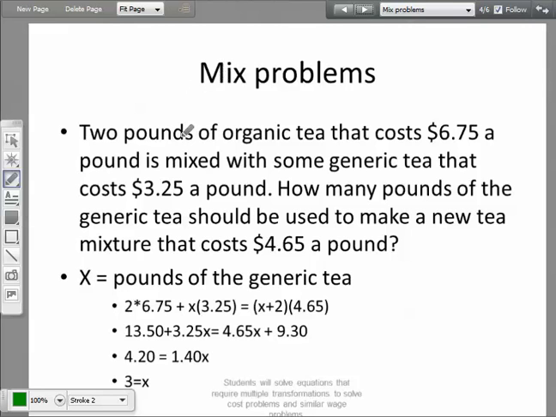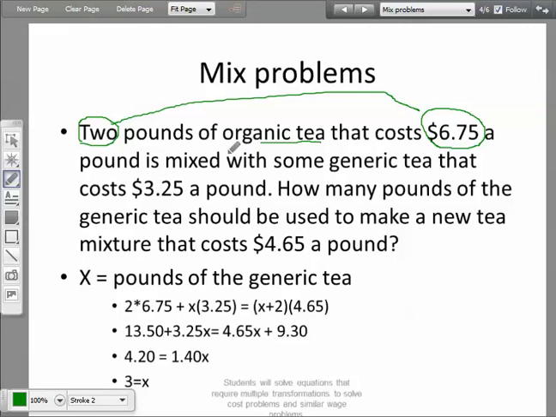So in this particular situation, you have 2 pounds of organic tea that cost $6.75. Okay, how many pounds do you have? You got 2 pounds that cost $6.75. It is mixed. You're mixing this with some generic tea. The generic tea cost $3.25 a pound. How many pounds of generic tea should be used to make a new tea mixture that costs $4.65 a pound? Now, there's some variables missing here.